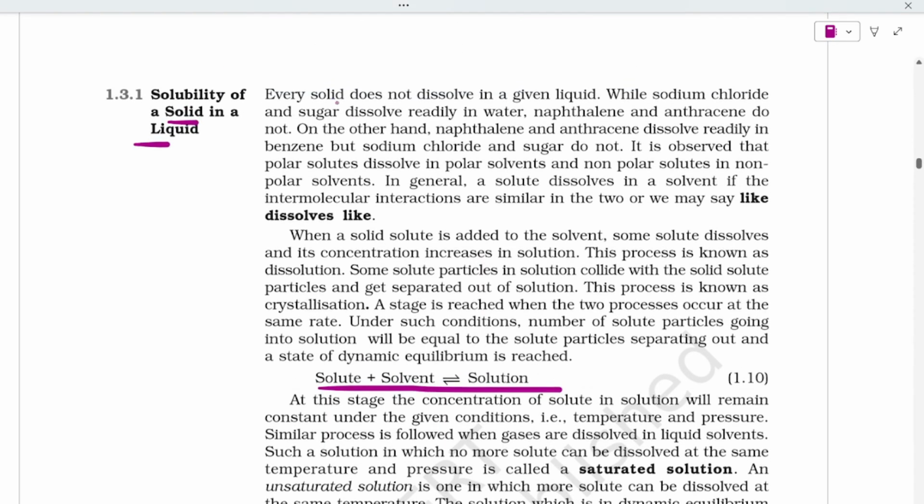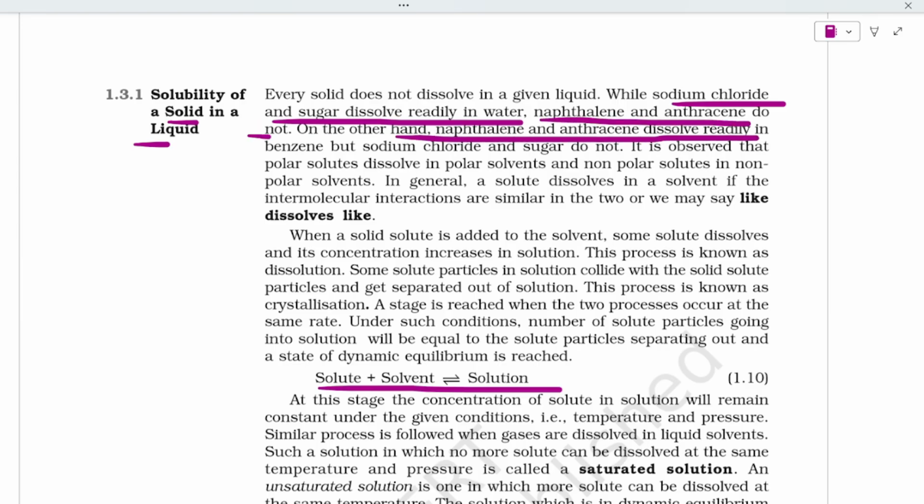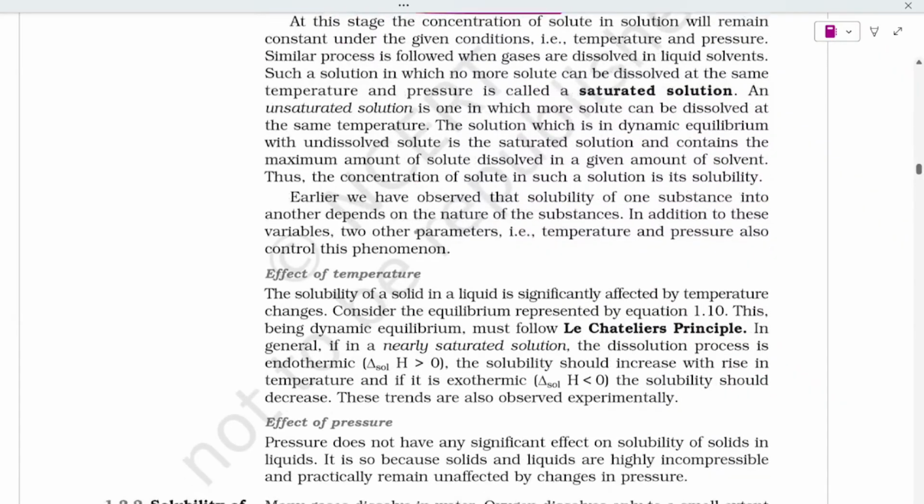How that works is, every solid does not dissolve in a given liquid. While sodium chloride and sugar dissolve readily, naphthalene and anthracene do not. On the other hand, naphthalene and anthracene dissolve in benzene, but sodium chloride and sugar do not. Okay, so some solutes will dissolve in a particular liquid or not, and in general, a solute dissolves in a solvent if the intermolecular interactions are similar in the two, like we may say like dissolves like. Okay, next is effect of temperature.